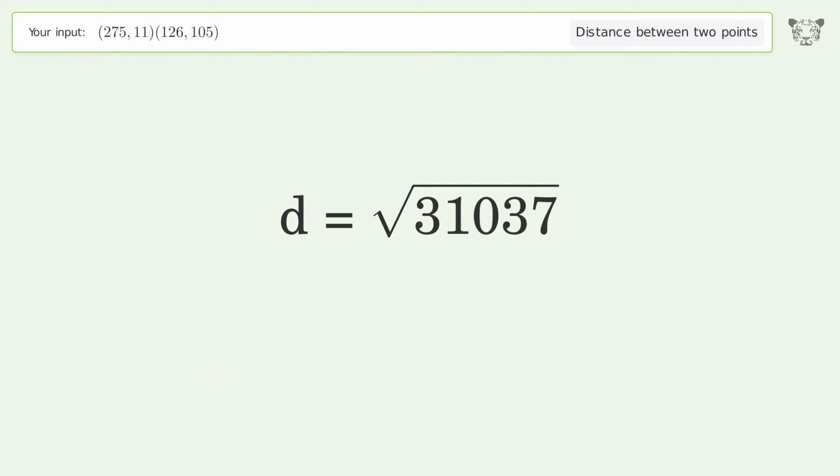And so the distance between the 2 points is the square root of 31,037, or 176.173.